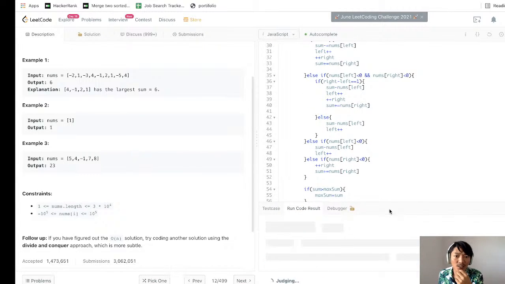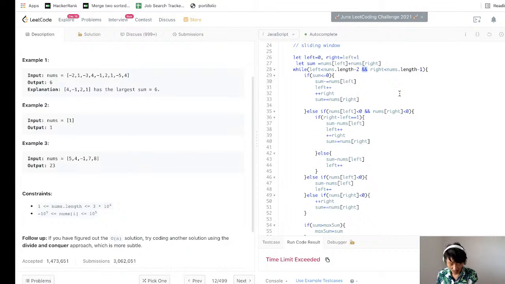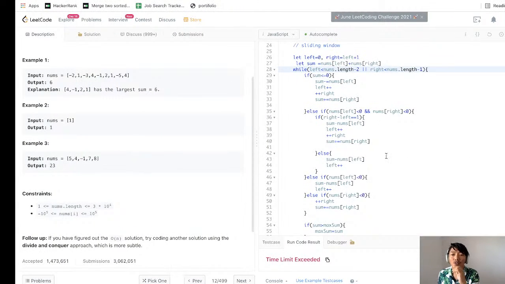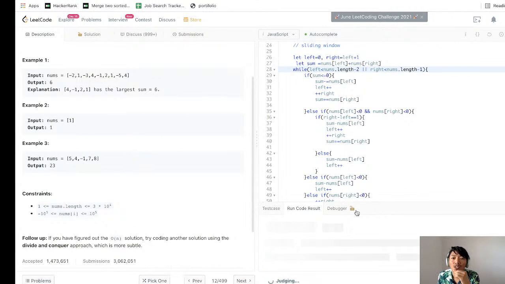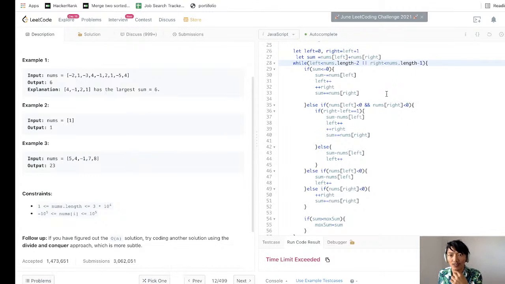Oh, how does this time limit exceed? Okay, left is less than... or, okay, or... no, we don't want to do that. Okay, let's do it anyway. Okay, still time limit exceeded. Hmm.